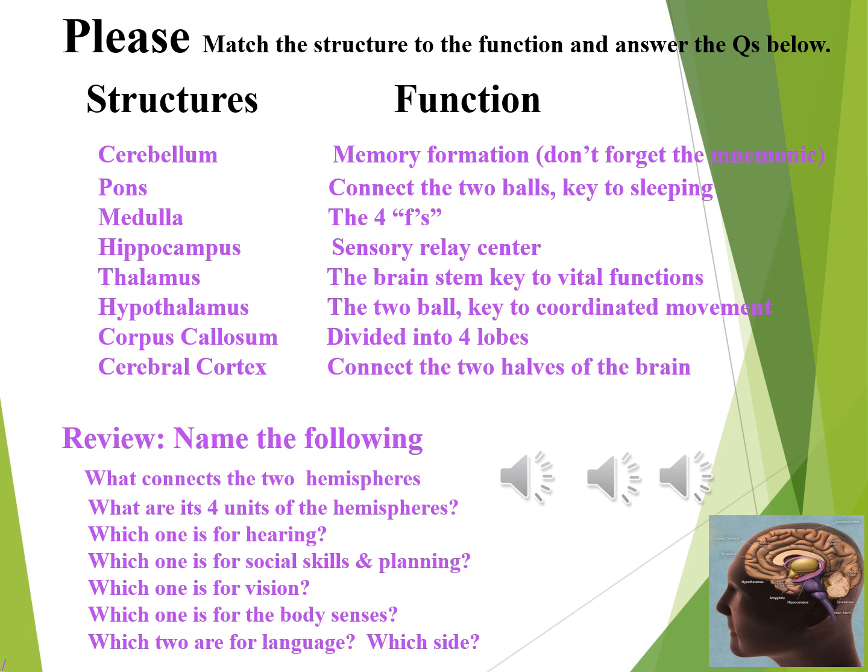The two balls, key to the coordination of movement, that would be your cerebellum. Divided into four lobes, that would be the brain's cerebral cortex. And the structure that connects the two halves of the brain, that would be your corpus callosum.